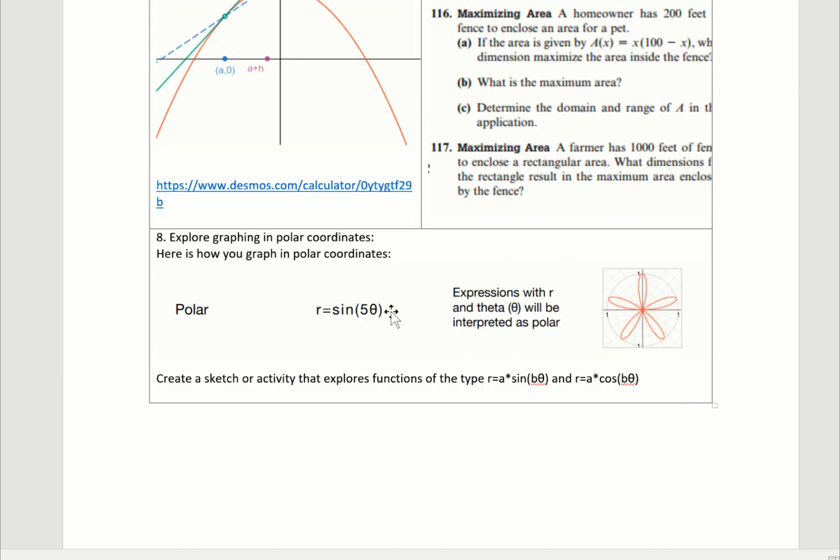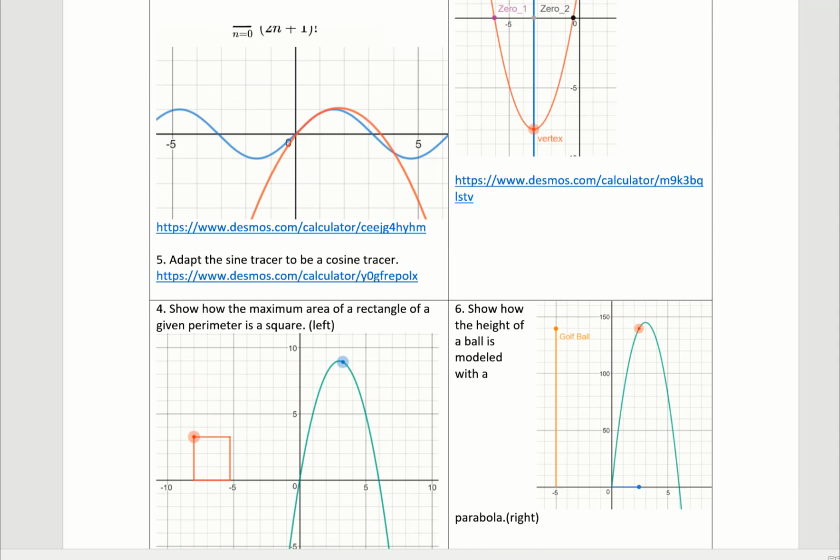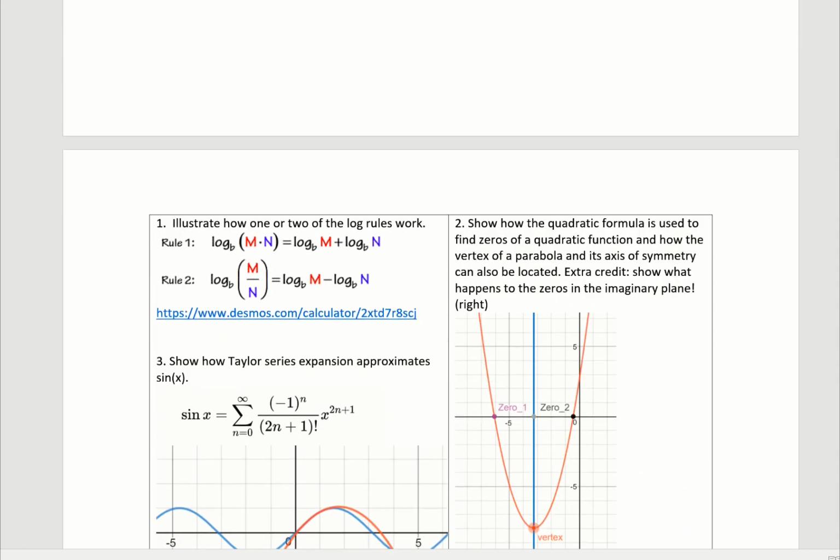If you're at the high school level, you want to look at polar graphing. What happens when r equals a times the sine of b theta? What's happening with the number of petals in the circle? A bunch of other suggestions, log rules, or the quadratic formula.